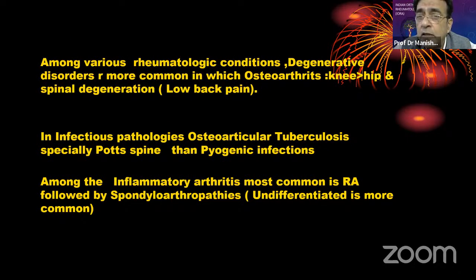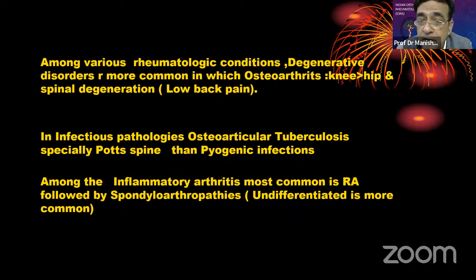Among various rheumatological conditions, degenerative disorders are most common in our country and all around the globe, in which osteoarthritis is most common, and the knee is most commonly affected. Similarly, spinal degeneration, which is the most common cause of low backache, is again common, along with spondyloarthropathy patients, so we have to scatter them in our OPD so as to move ahead. Similarly, in infectious pathology, in India, osteoarticular tuberculosis is still prevalent. Pott's spine is much more common than pyogenic infection, and these are again troublesome situations where exact diagnosis and exact timing are very important, for which we are going to work up this evening.